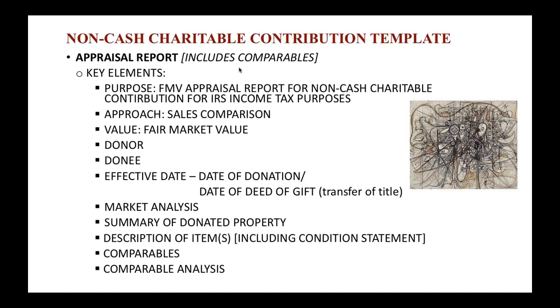Okay. And here the approach is sales comparison, the value is fair market value, and then you're going to list the donor and the donee. The effective date is going to be the date of donation, which is stipulated by the date of the deed of gift, which is the transfer of title, not the date that the institution receives the property, but the date that the deed of gift is signed. You're going to have a market analysis. There's a summary of the donated property page, which we've included, description of the items, comparables, and comparable analysis.